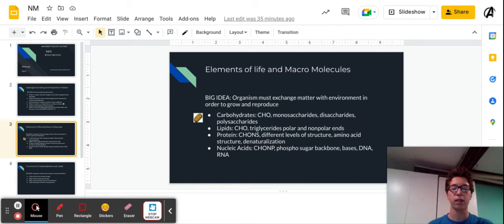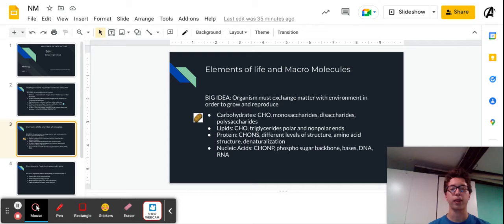So carbohydrates are going to be made up of carbon, hydrogen, and oxygen. And then they take the form of monosaccharides, disaccharides, and polysaccharides, where mono and disaccharides are simple sugars, and polysaccharides are going to be starches and fibers, which are chains of monosaccharides linked together.